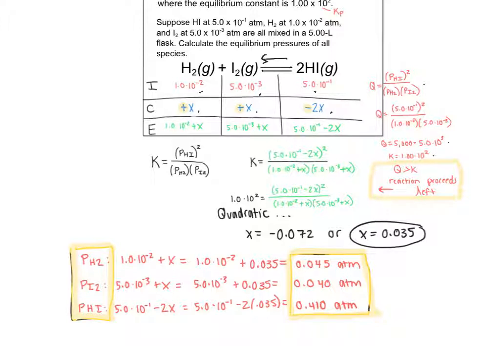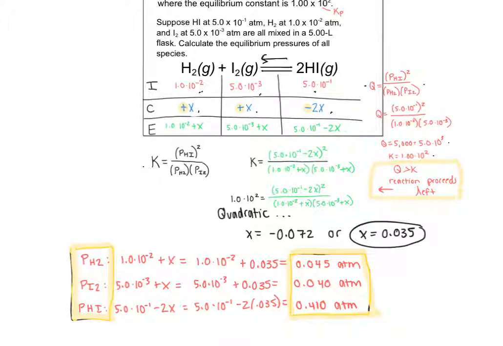I then did I plus C and got my E line, and now I'm ready to do everything else the same. I have my K expression. It's exactly the same as the Q expression, but the difference is we're only plugging in equilibrium, which is the E line. So I plug in those E lines, and then I know what K is, so I set it equal to that 1.0 times 10 squared.